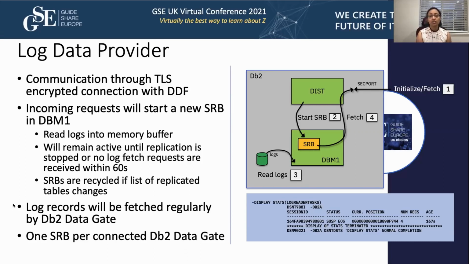With Db2, there is also a new display command, display stats for the log reader. From the output, which might be very tiny, you can see a session ID associated with this synchronization request, the current log position that's being read, and the status, which in this case says suspended or end of stream, which means there's no more data to read.